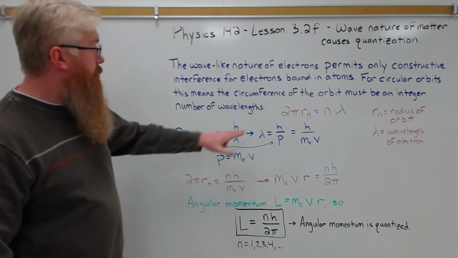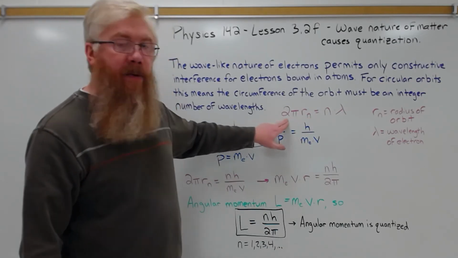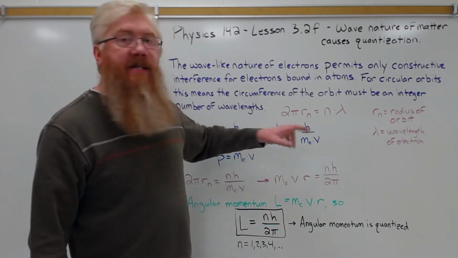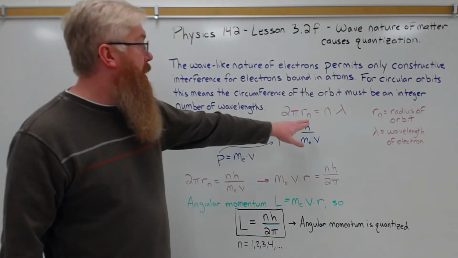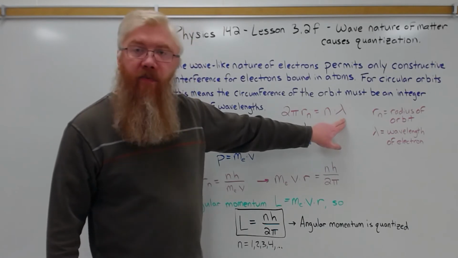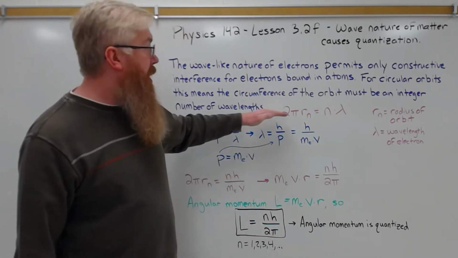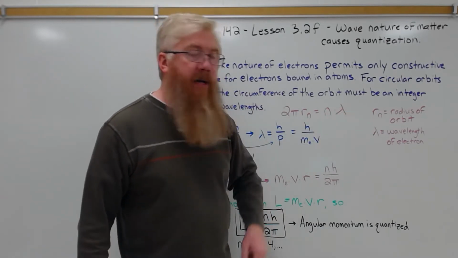The equation that we have to satisfy: the circumference of the orbit, 2 pi times the radius of the orbit, where n is the energy level, again 1, 2, 3, 4, 5, the principal quantum number, is equal to the principal quantum number times the wavelength. So an integer number of wavelengths has to be equal to that circumference. Again, r sub n is the radius of the orbit, and the wavelength of the electron is lambda.